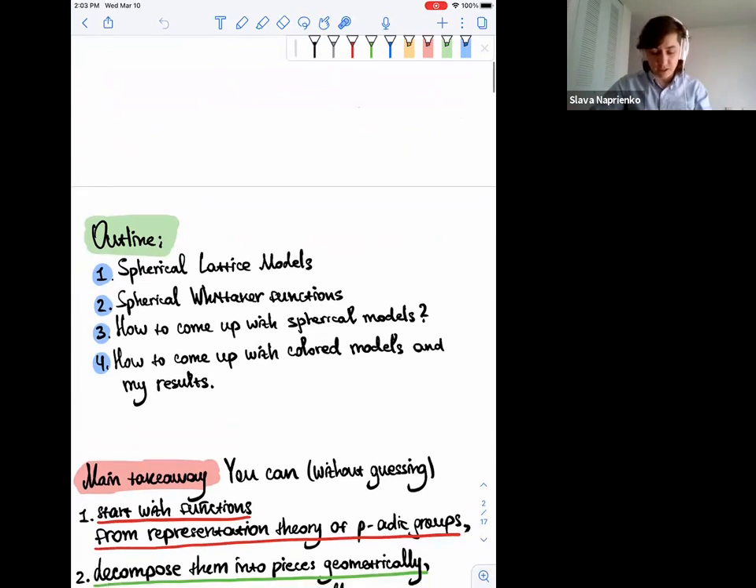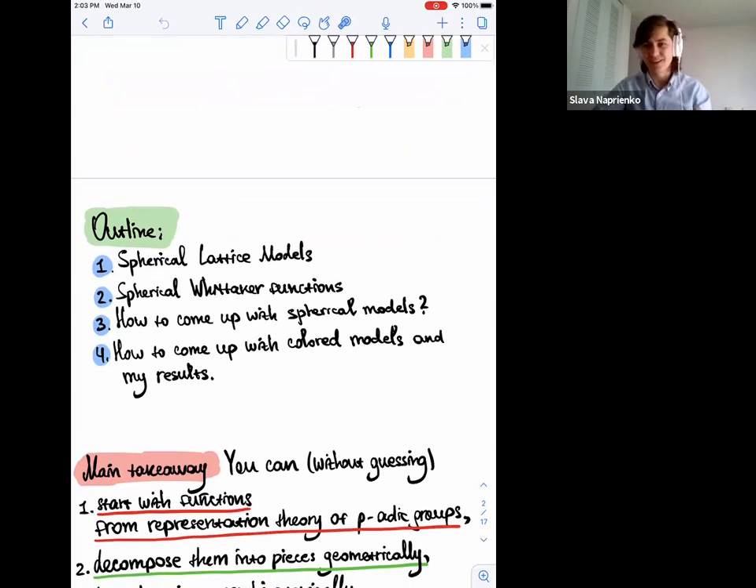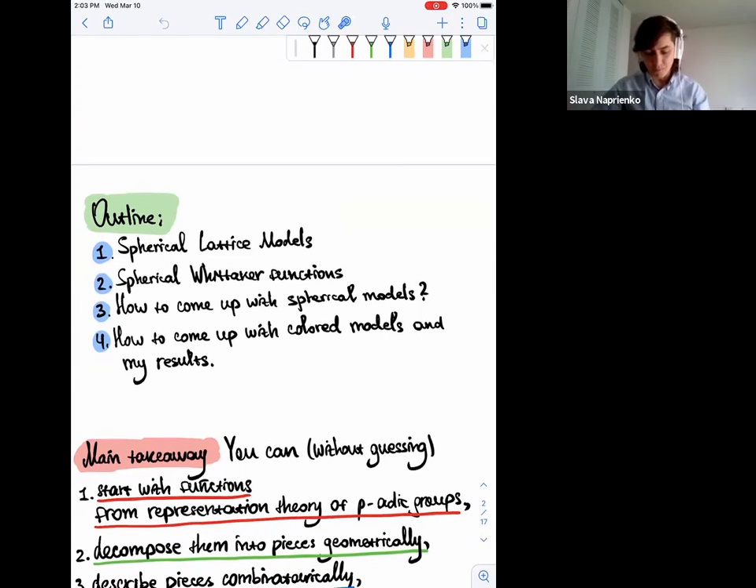Then I'm going to talk about the spherical Whittaker functions, and the fact that "spherical" is repeated twice is not a coincidence, because the model is very tightly related to the spherical Whittaker function. The third part is going to be, okay, there is a theorem that these two are related, but the theorem is kind of ad hoc. So you know the model, and then you know the functions, and then you show that it is the same. But what if you don't know the model to begin with? How would you get one if you just start with an interesting function and you want to come up with a model? This is going to be the third part of my talk.